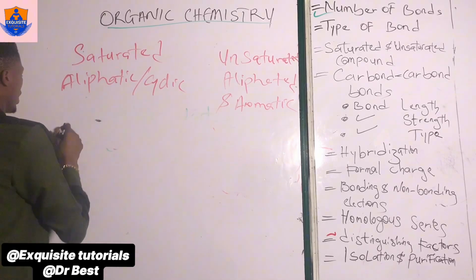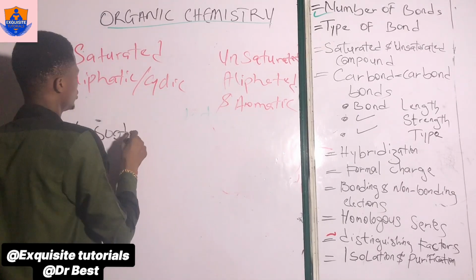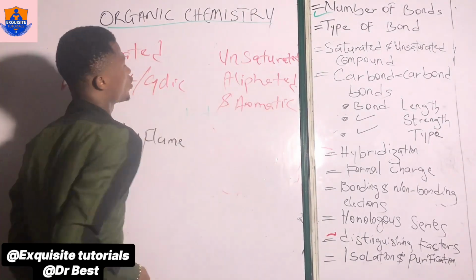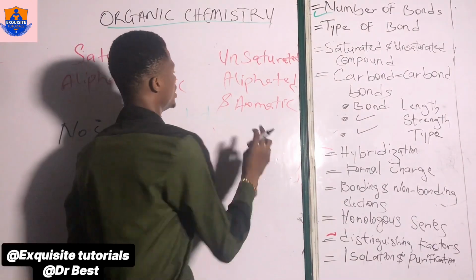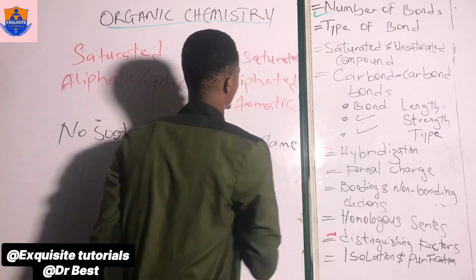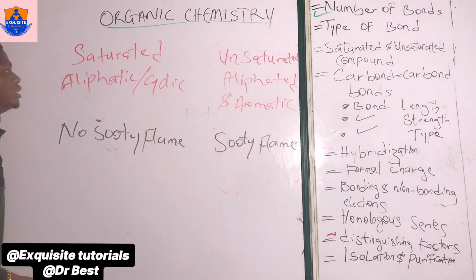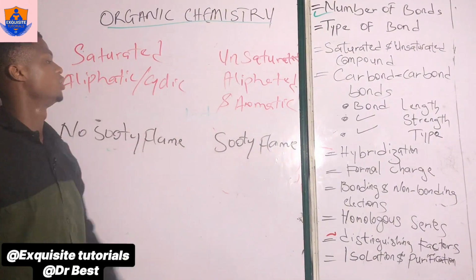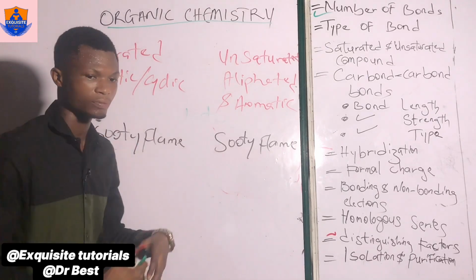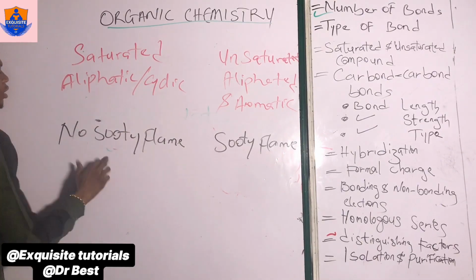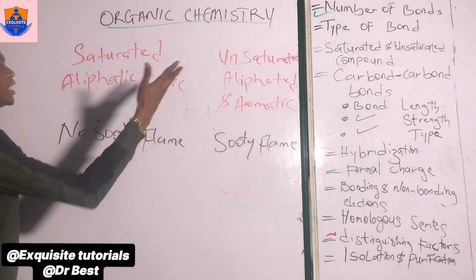Saturated aliphatic compound burns without sooty flame, no sooty flame, while unsaturated aliphatic compound and aromatic compound, the benzene family, burn with sooty flame. So these are some of the questions that you're going to get. Remember that all saturated compounds on bromine water show no color change, while unsaturated compound on bromine water shows reddish brown color.